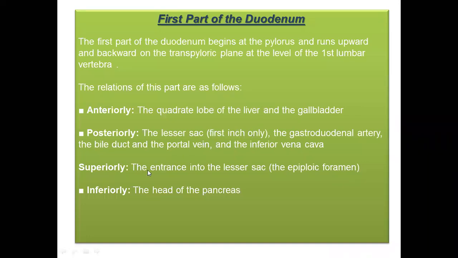Superiorly, this first part of the duodenum provides an entrance into the lesser sac, through which the epiploic foramen will start. Then inferiorly to the first part of the duodenum, we have the head of the pancreas.